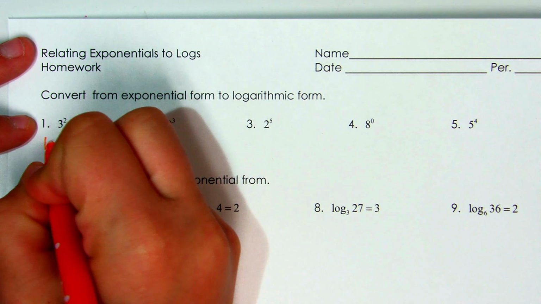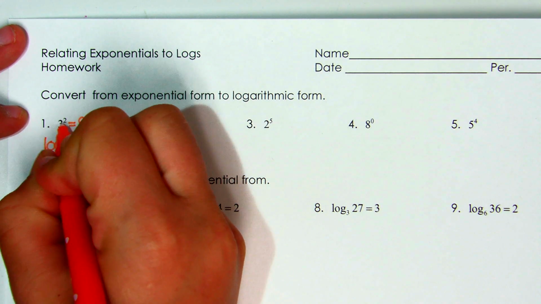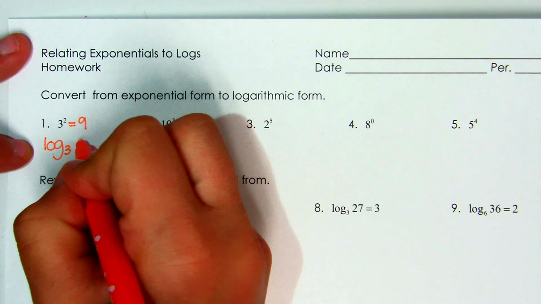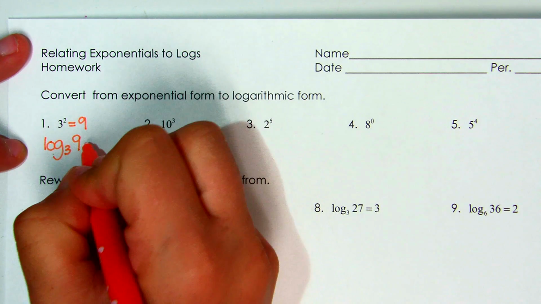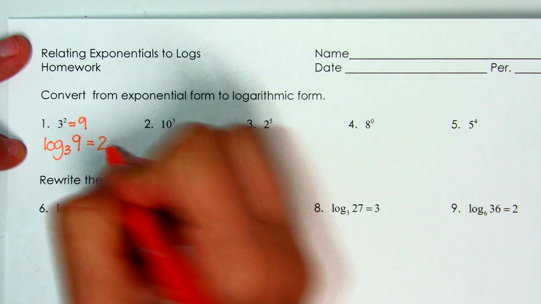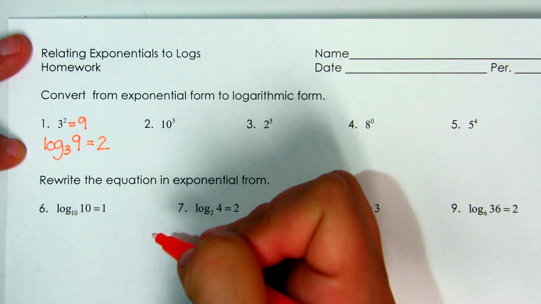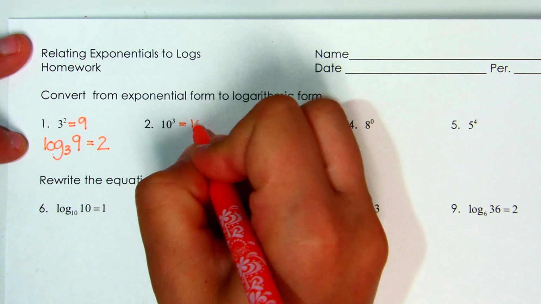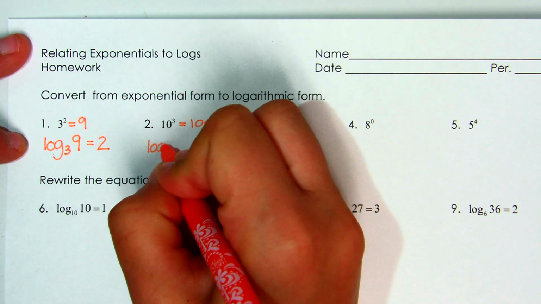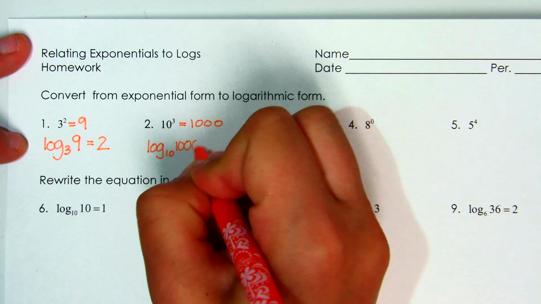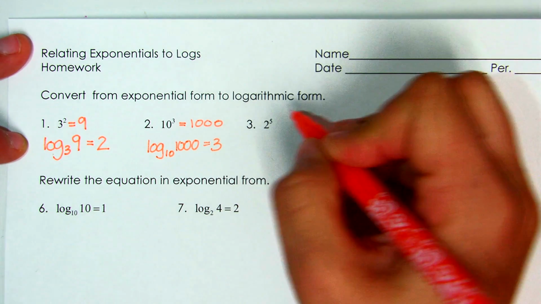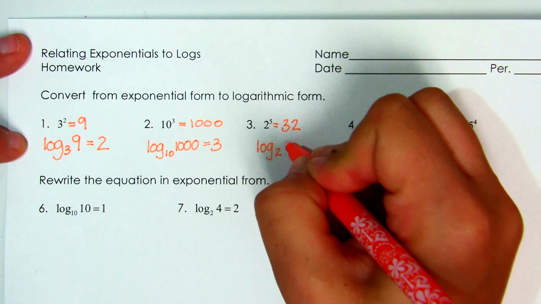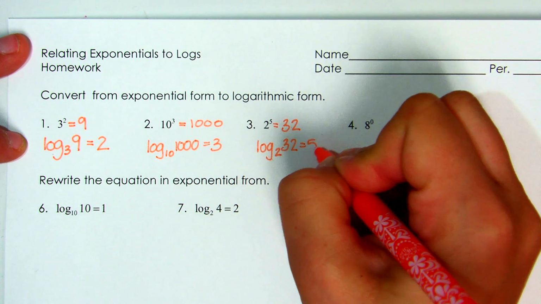So log, the big number with the exponent is my base, so it becomes my small base. The answer is what I'm taking the log of, and the exponent becomes my answer. So log base 3 of 9 equals 2. 10 cubed is 1,000, so log base 10 of 1,000 equals 3. 2 to the 5th is 32, so log base 2 of 32 equals 5.